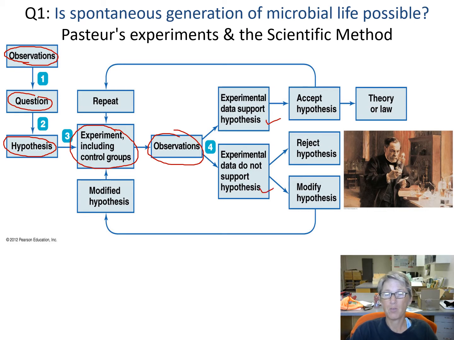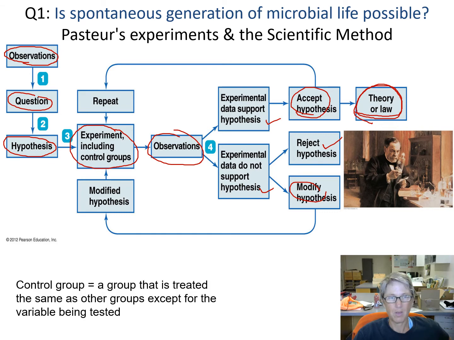don't support your hypothesis. If the data from the observations support the hypothesis, then you accept the hypothesis, and if a whole bunch of people do a bunch of tests about the observation of interest, and their hypotheses are all correct, then you get a theory or a law, like the law of gravity or the cell theory that every living thing is made up of cells. If your data don't support your hypothesis, then you reject it. You can also modify your hypothesis and go back and repeat. So rinse and repeat. Go back through the scientific method.